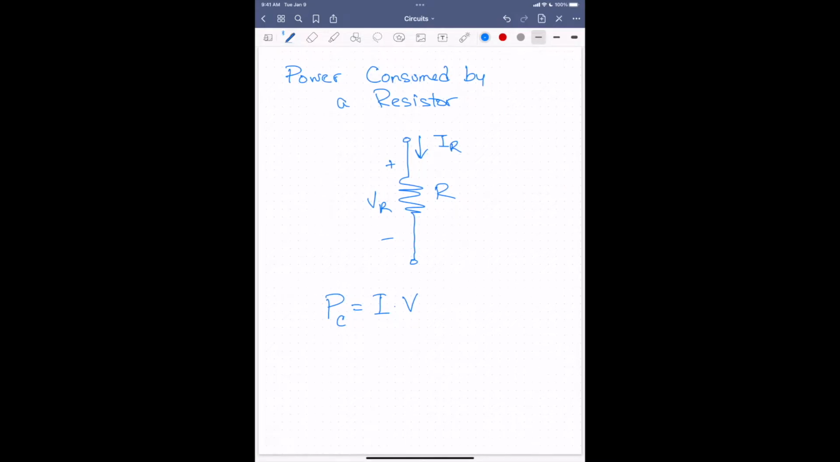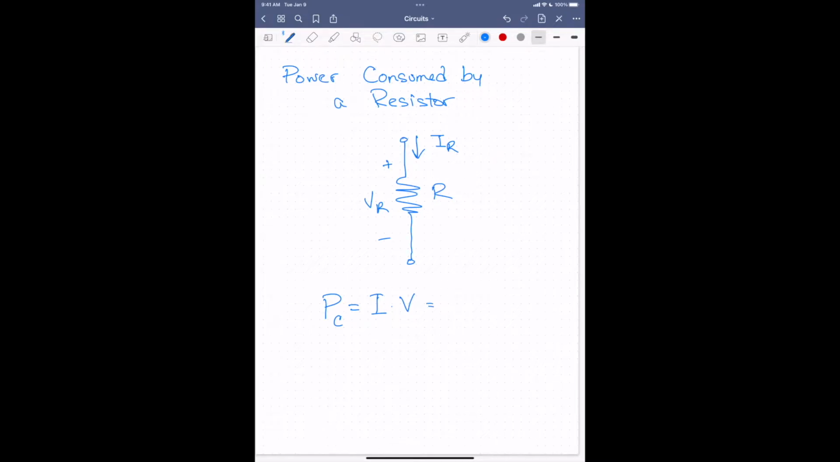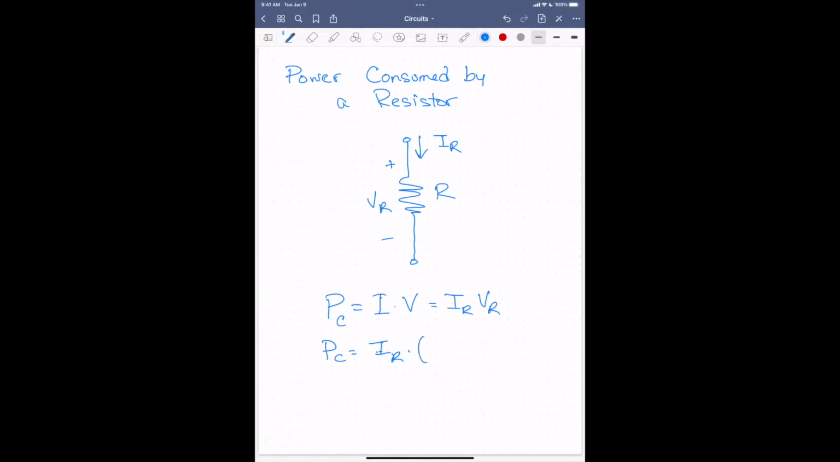So for the resistor, that's going to be I of the resistor times the V of the resistor, as I've shown in the diagram. We can then include Ohm's law and plug in from V is equal to IR. We know that V is equal to I times R, which would give us the current squared times the resistance. Again, the current squared will be positive and the resistance is positive, so the power consumed will definitely be positive.